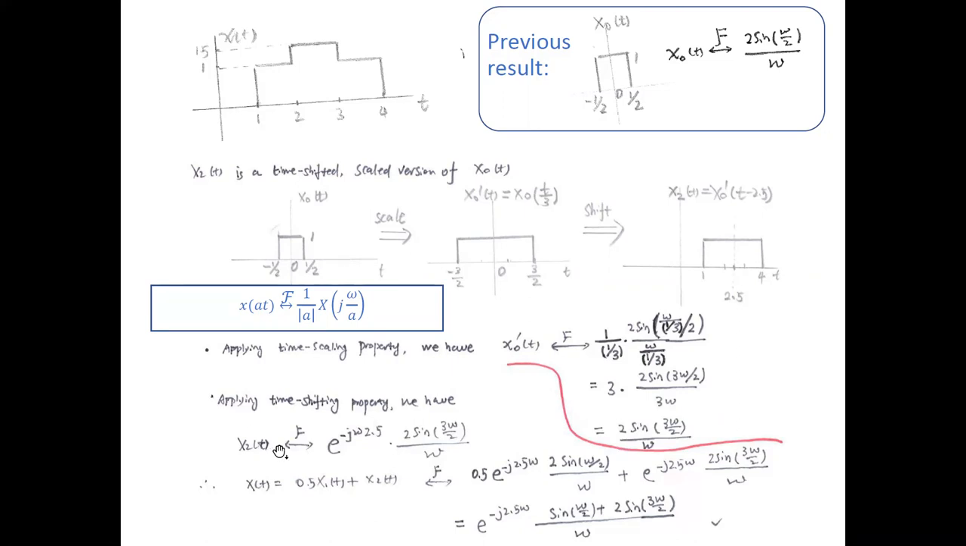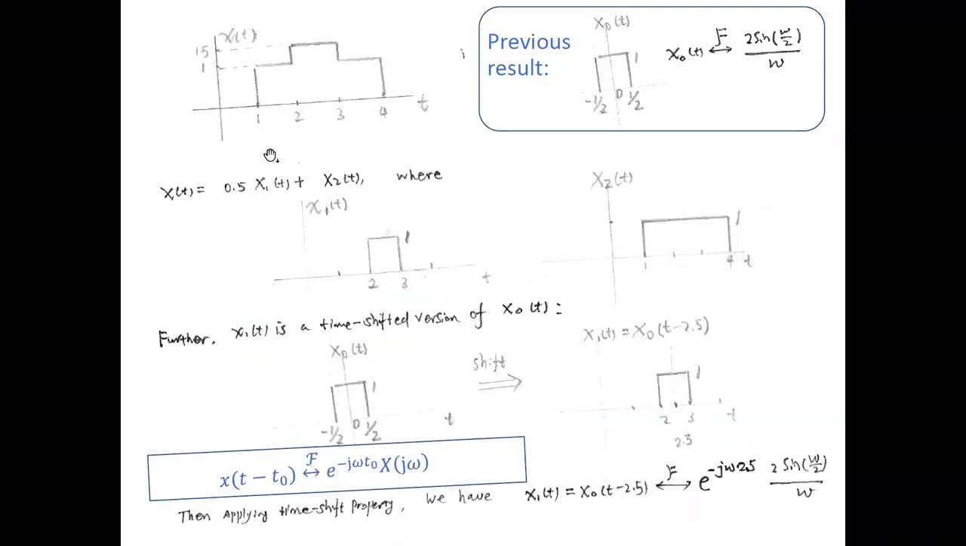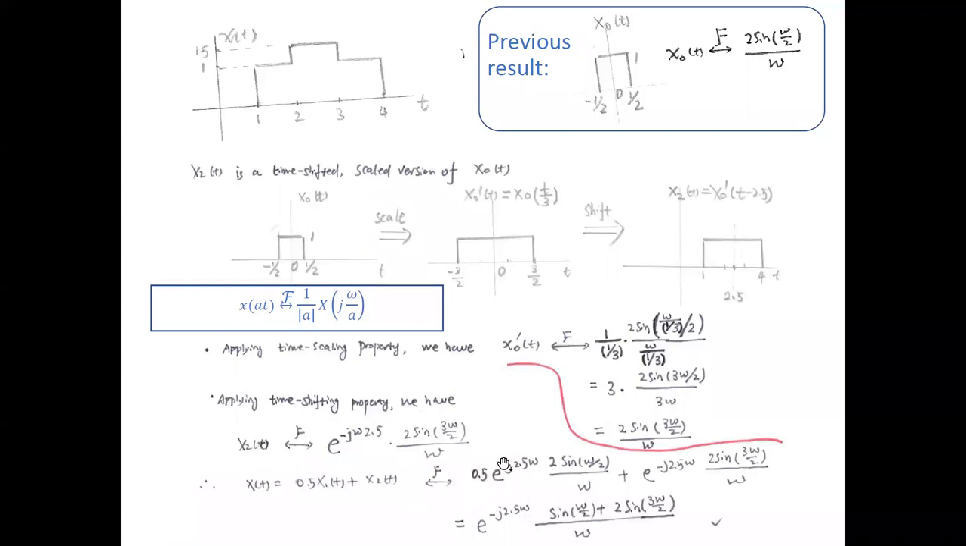Now we are ready to calculate the Fourier transform of x of t, which is 0.5 x1 of t plus x2 of t. Right. Recall that's our initial decomposition. 0.5 times the result on the last slide for x1 of t plus the result we obtained for x2 of t. This is the Fourier transform for this complicated signal x of t. We calculated it using the decomposition and linearity property.